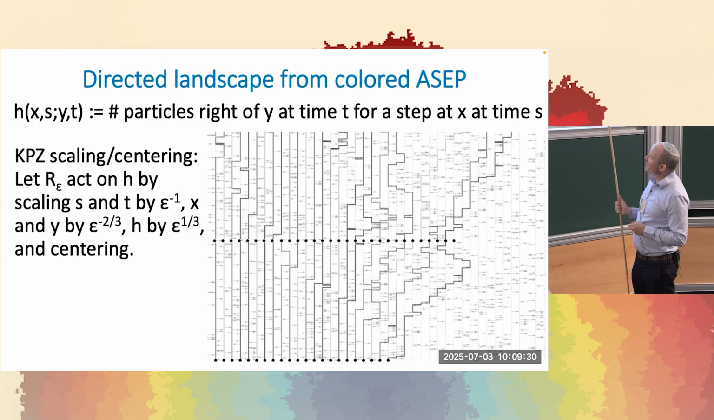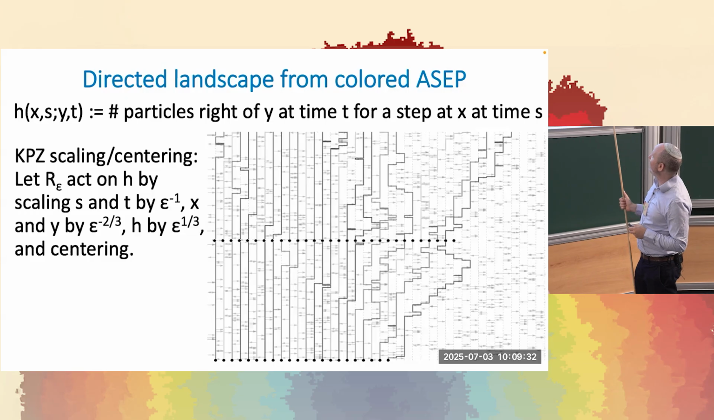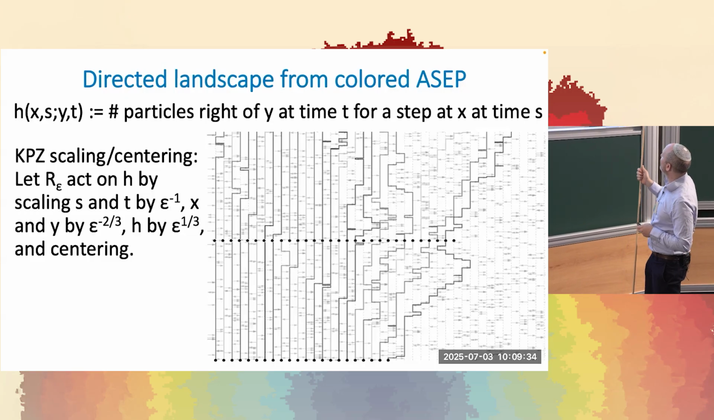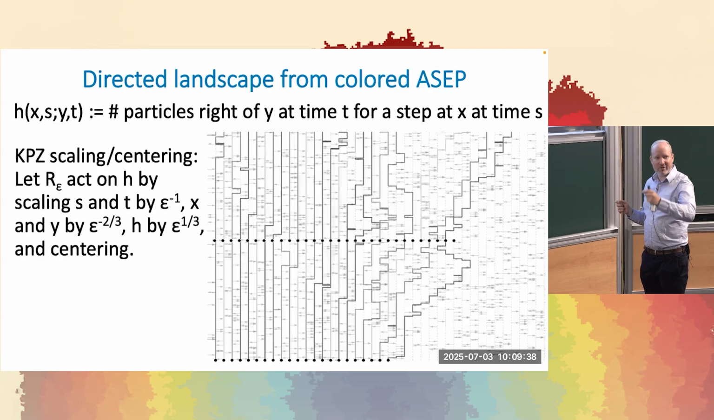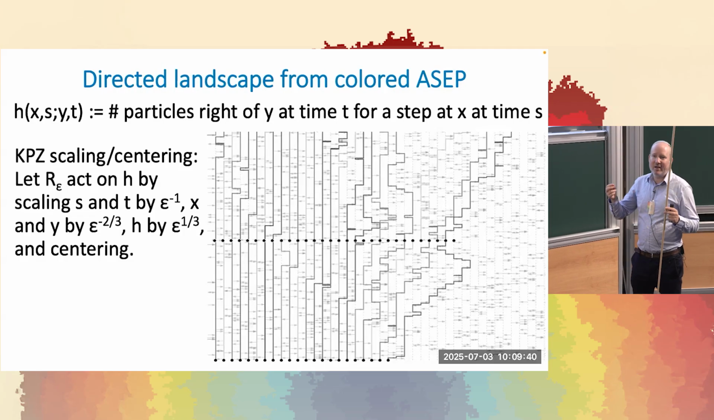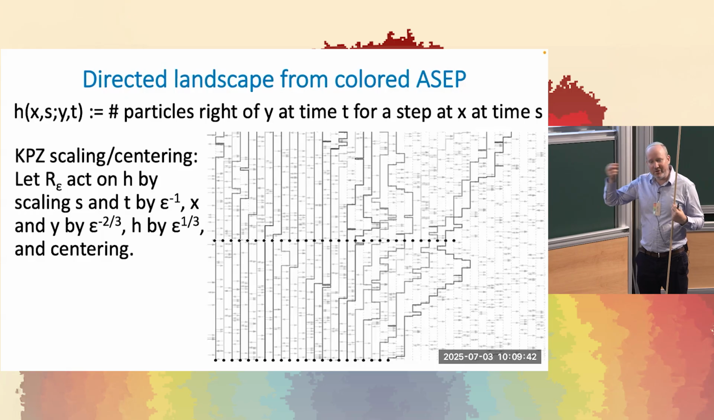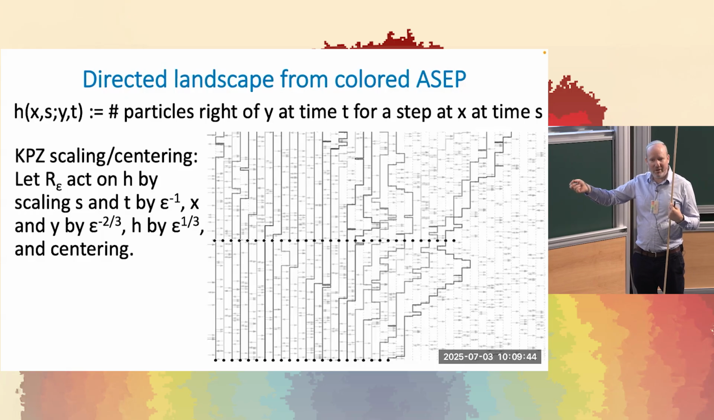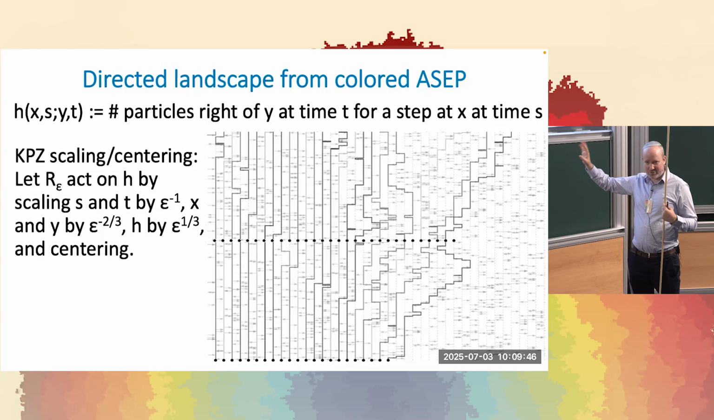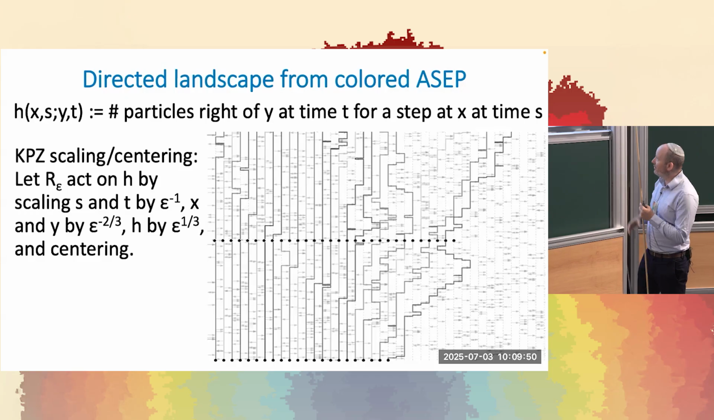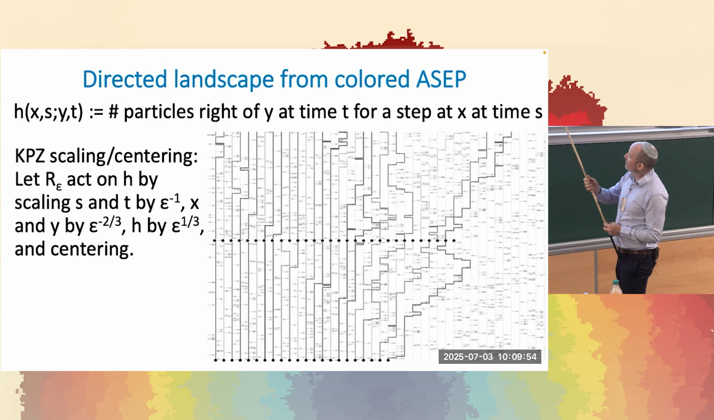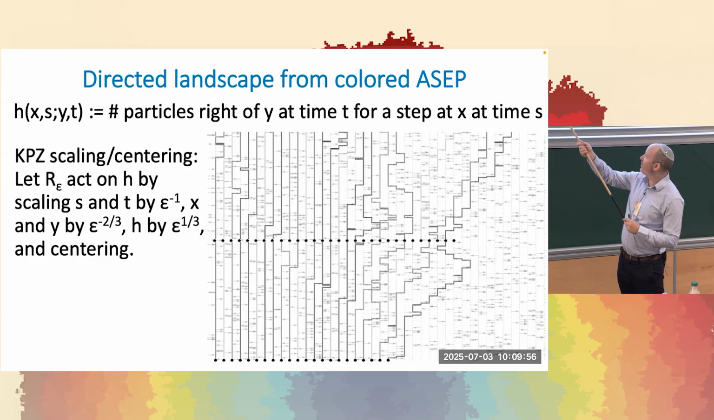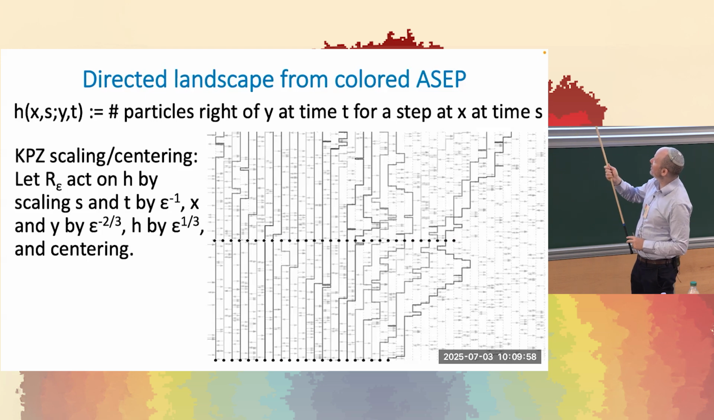Okay, so I look at the number of particles that are to the right of y at time t if I had started a step at position x at time s. You should think of these steps as kind of fundamental solutions in some sense, though they're in fact not fundamental solutions microscopically, but in the scaling limit they will converge to some sort of fundamental solution. So then what I do is I apply the same sort of renormalization operation.